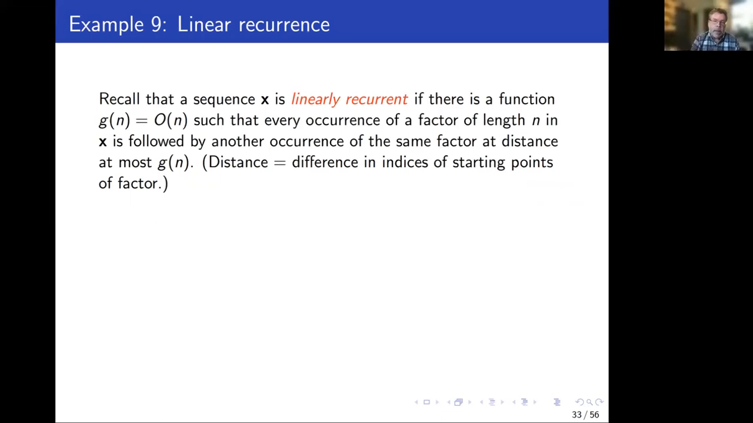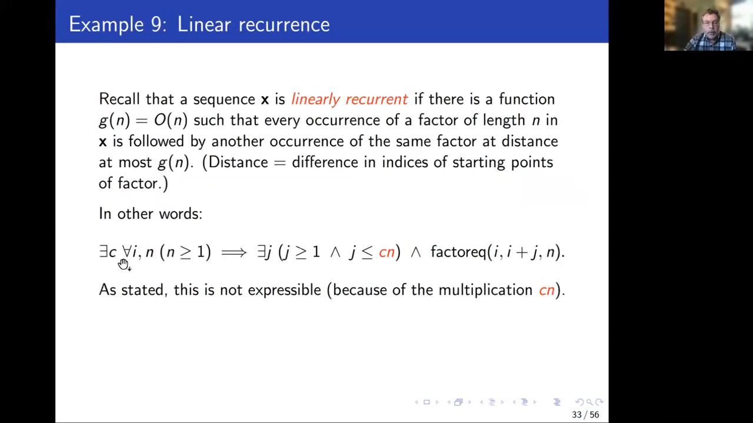So that says that 2 consecutive occurrences of a length n factor occur not too far apart, at most big O of n apart. In other words, there exists a constant C such that for all I and n, there exists a J between 1 and C times n, such that the factor at position I and the factor at position I plus J of length n are identical. Now, as stated, this is not first order expressible in our logical theory because of this multiplication C times n.